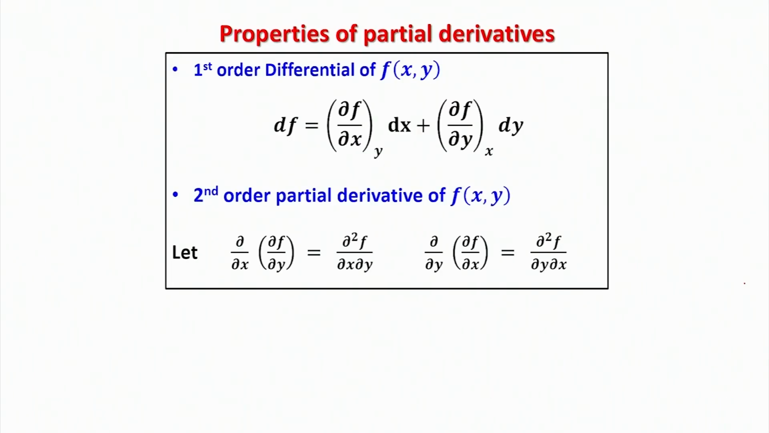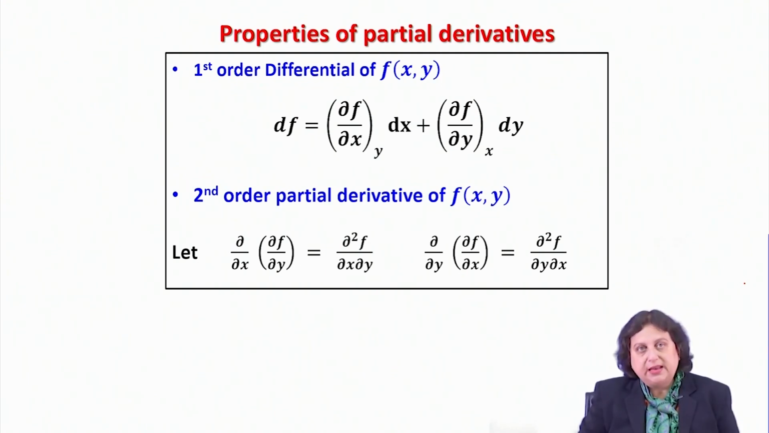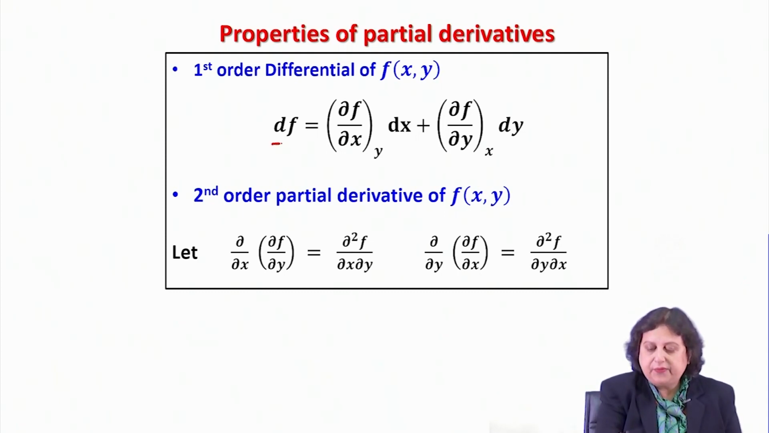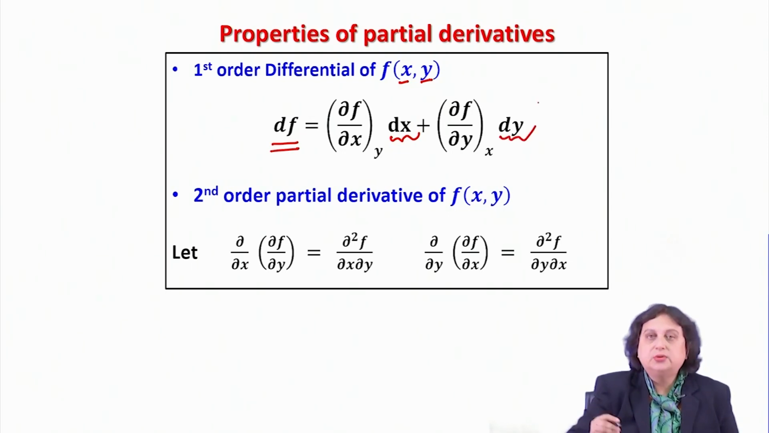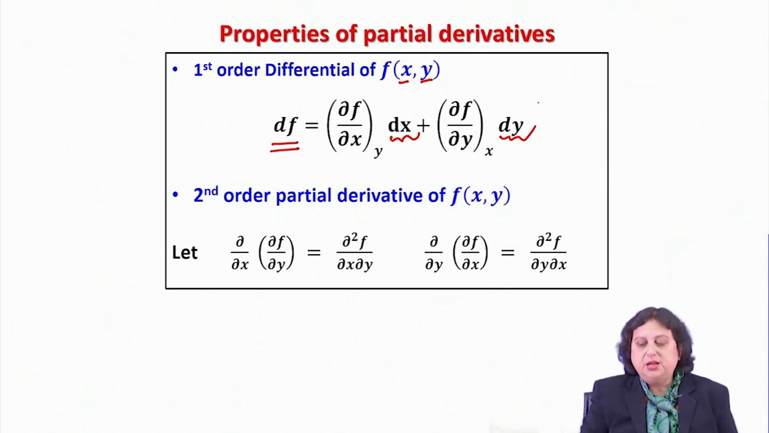Now the next property that I would like to highlight is the first order differential of f of x, y. Here df is the first order differential of f when f depends on two independent variables x and y. Obviously you understand that if x undergoes an infinitesimal change by an amount dx and y undergoes an infinitesimal change by dy, then df depends on dx and dy.